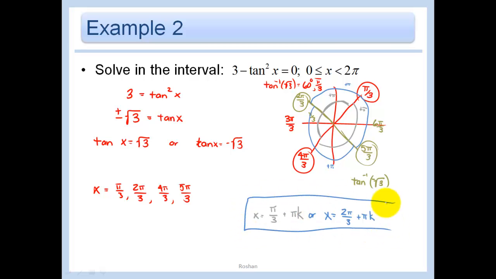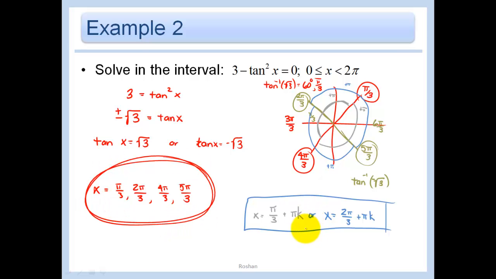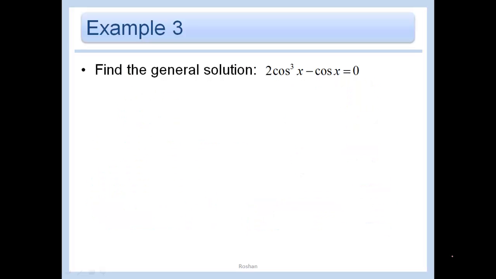If I wanted just a general solution for the problem they're asking me, that's my answer. This would be the general solution. We'll do a bunch more, but I need you to start getting comfortable with this. Now we're going to find another general solution. So 2 cosine cubed x minus cosine x equals 0.